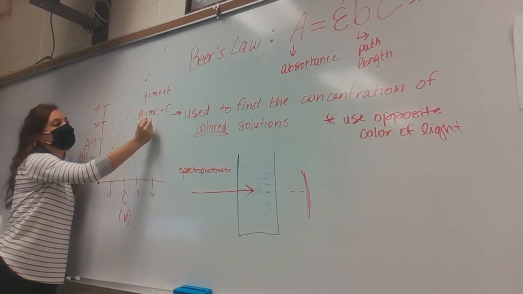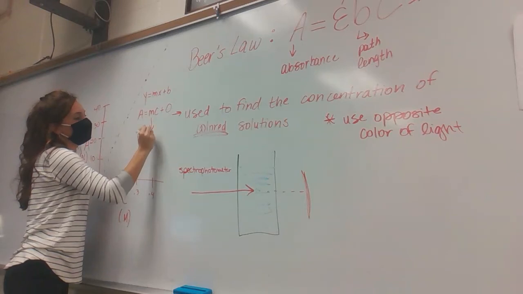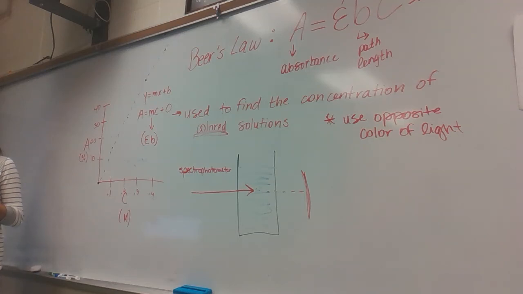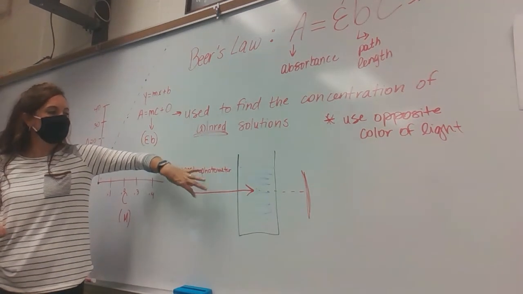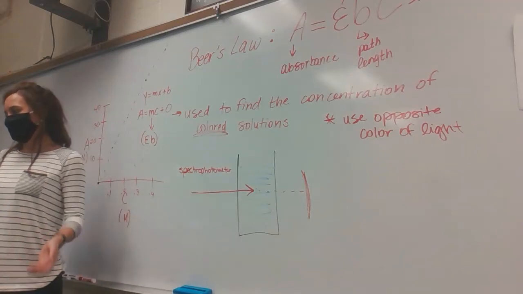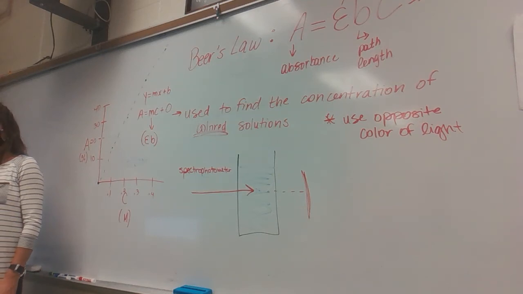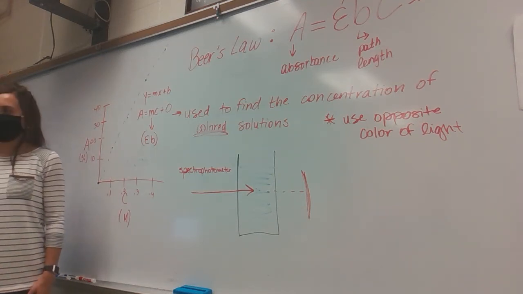Your slope is actually equal to your absorptivity times your path length. And the molar absorptivity is just a constant for your solution. The path length has to do with your spectrophotometer and how far the light is from your sample. Usually 1 centimeter or 0.01 meters, but don't worry about that. Questions?